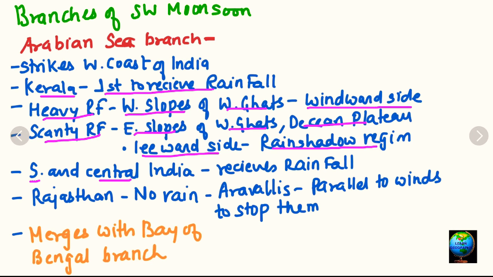Southern and central India receive rainfall because of the Arabian Sea Branch. Rajasthan does not receive much rain from these winds as the Aravalli mountains are located parallel to the wind's direction and do not stop them. Finally, the Arabian Sea Branch merges with the Bay of Bengal branch.